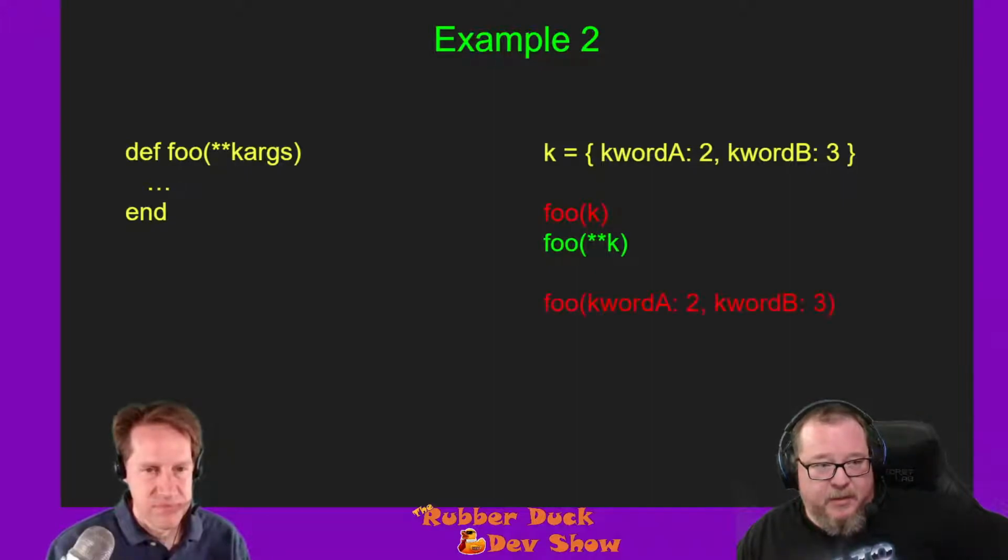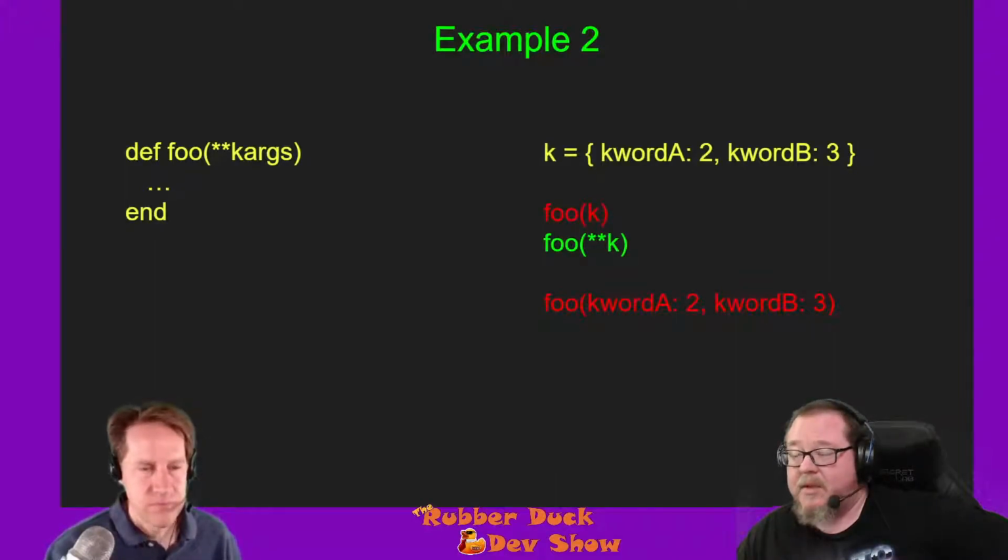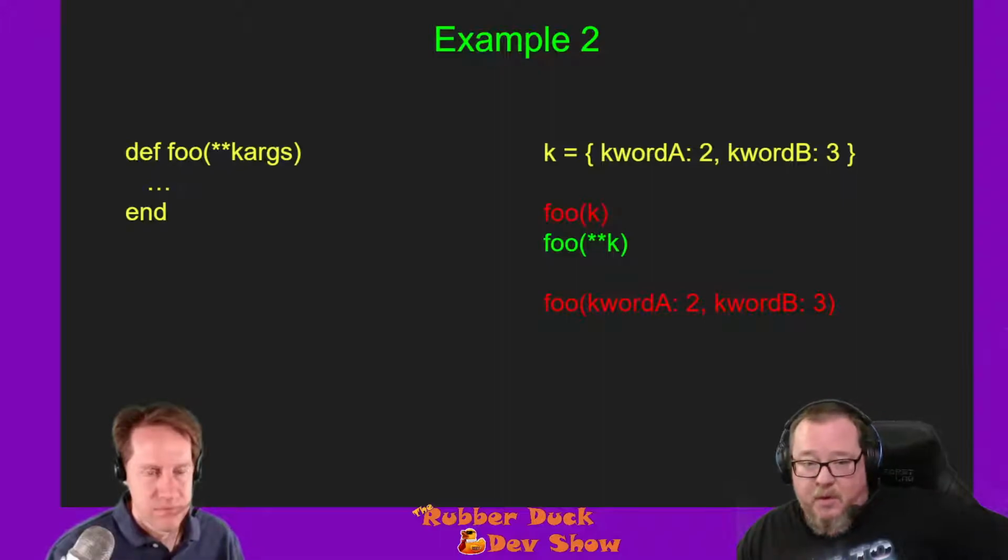Even if I've defined foo with the double splat k args, or if I've defined foo with what looks like k with the specific keyword arguments, if I'm going to pass a variable in there that has those arguments in it, I have to double splat it.